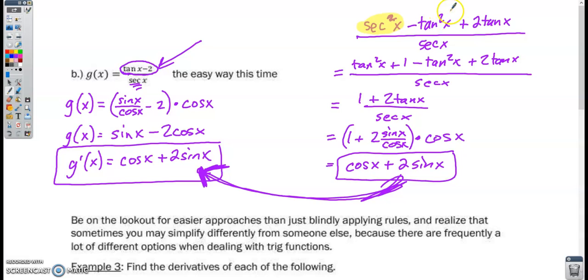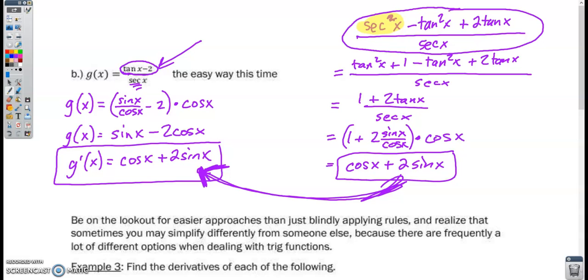If you had done the problem like we did on the previous page, that would have totally been an acceptable answer to me, because I'm not looking for your simplification and your knowledge of trig identities. I'm looking for your calculus work.